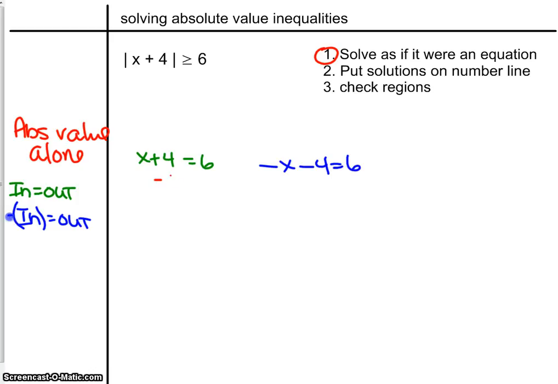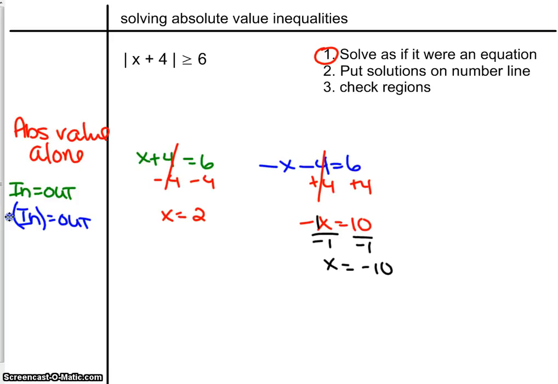Then we went in and solved. And so one of my solutions would be when x equals 2. In the other case, again, don't lose that negative because it's as if it's a negative 1 out there that we're multiplying by, so I got to divide by negative 1, so then I get x equals negative 10. So truly, if we are pretty good with solving equations, the first step here shouldn't be a problem.